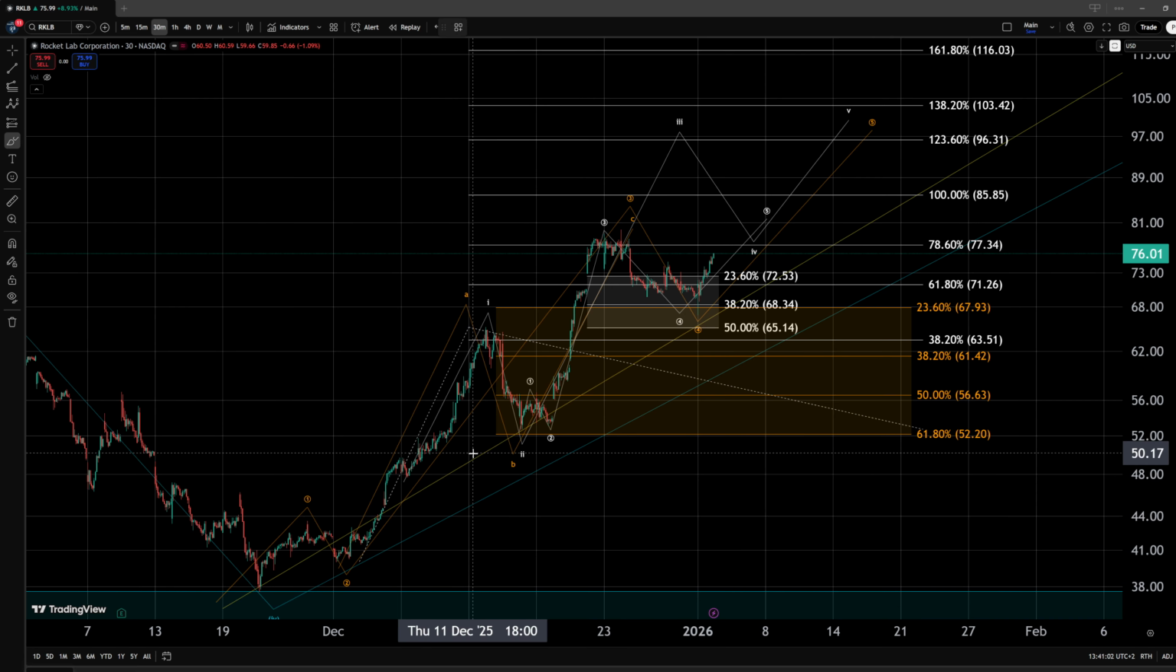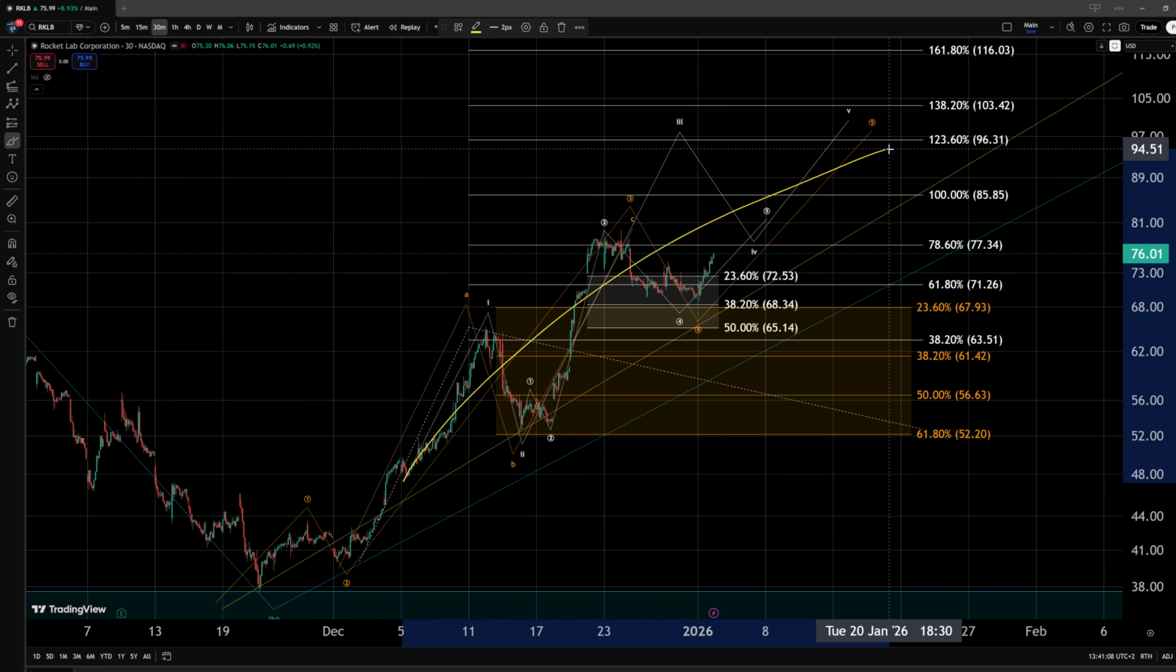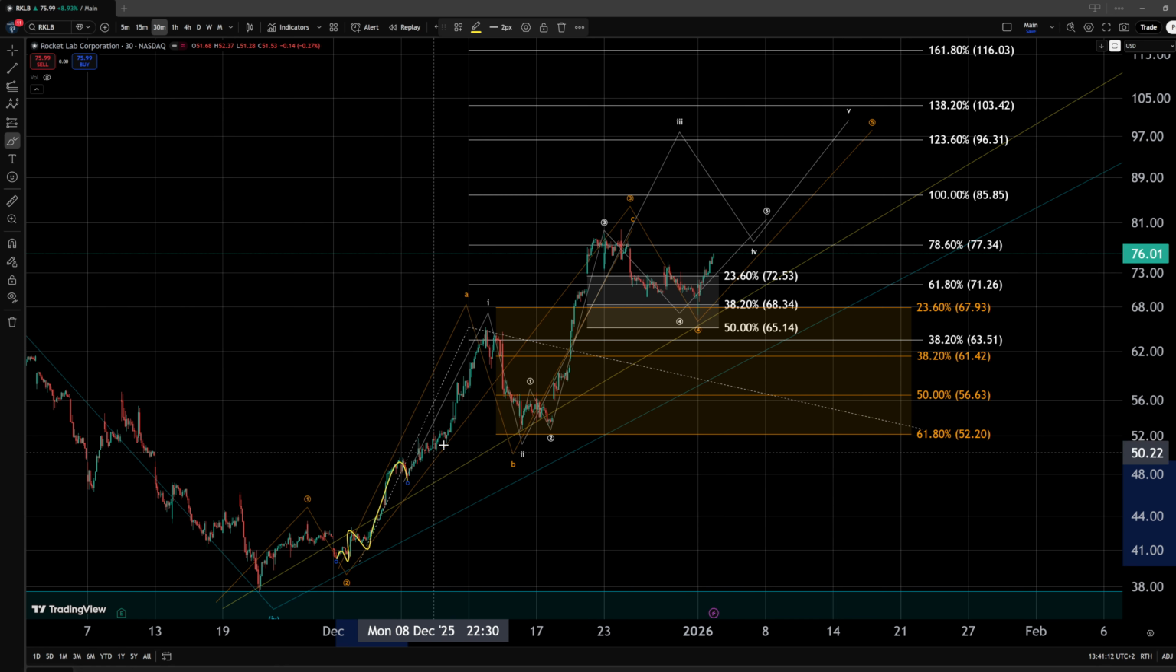And even then, even if it doesn't get there, we can still track here internal areas of support for a wave 4 correction for an internal wave 3 to the upside, where realistically this could work out as a series of 1-2 setups as well.